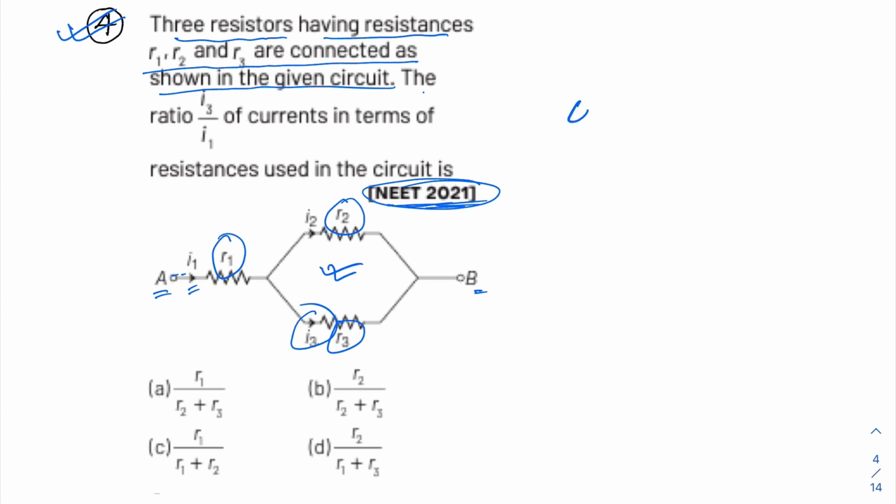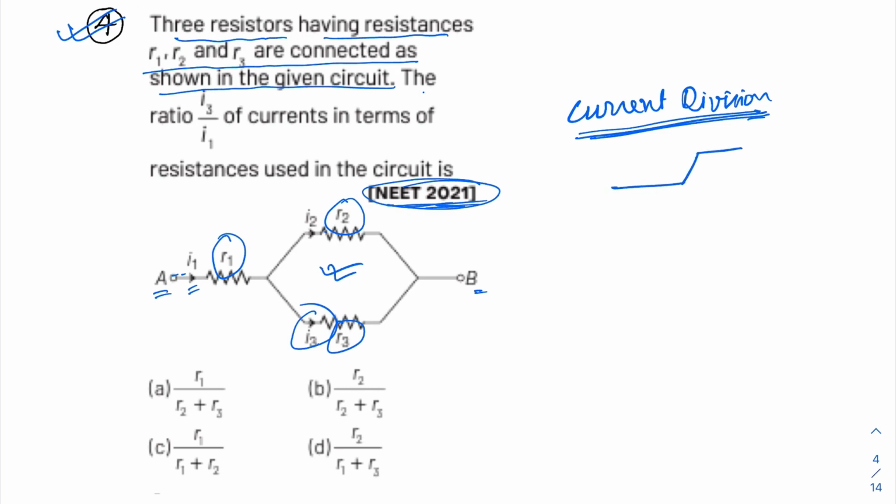Now, as we know, the current division formula. What is the current division formula? We have already told it in the previous videos. If you have any doubt, go there and clear your doubt, or you can also comment in the comment section. Now, current division formula, what is that?